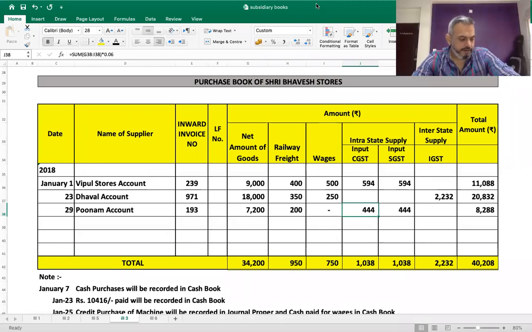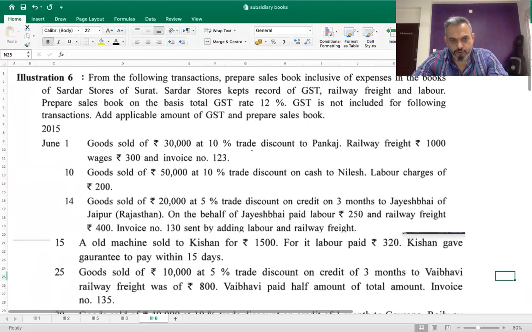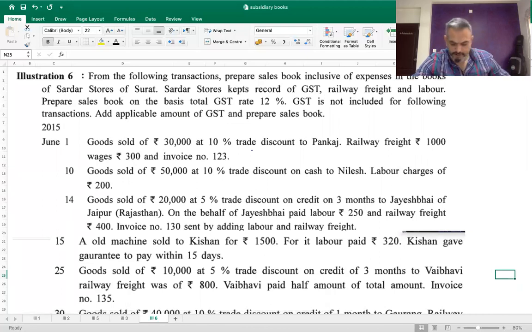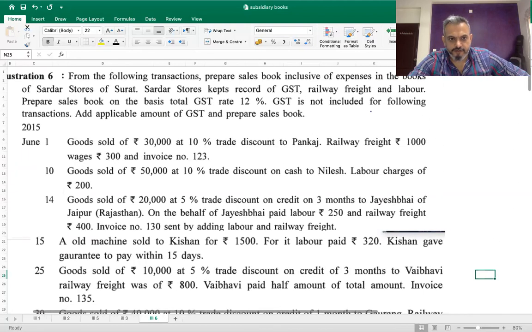Let's go to illustration number 6. Similar questions I've already solved in my video lecture of GST, subsidiary books with GST. So you can refer to that while you do the homework. I'll give you the homework after the session is over. Now let's go to illustration 6, page number 137.